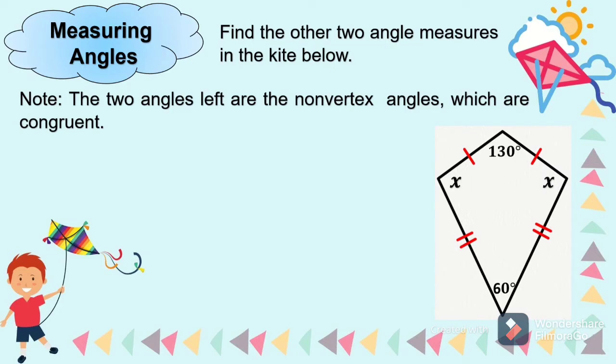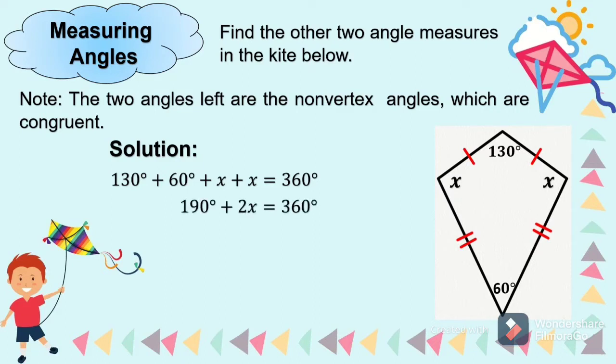Since the two non-vertex angles are equal, let's name them x. Solution: we have 130 degrees plus 60 degrees plus 2x is equal to 360 degrees. By combining like terms, we get 190 degrees plus 2x is equal to 360 degrees. Subtract both sides by 190 degrees, we get 2x is equal to 360 degrees minus 190 degrees.